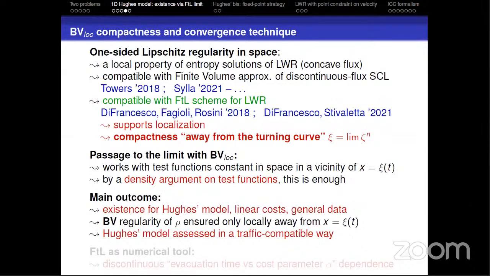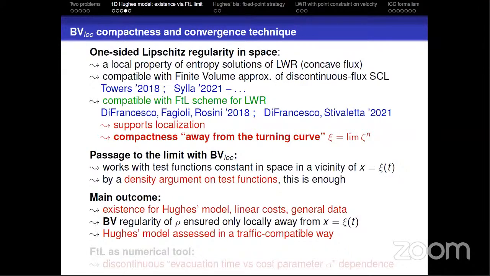So what comes from it? The main outcome is for sure existence for the Hughes model, even with the linear costs, but for general data, including the pedestrian switching situations that are treated here for the first time.